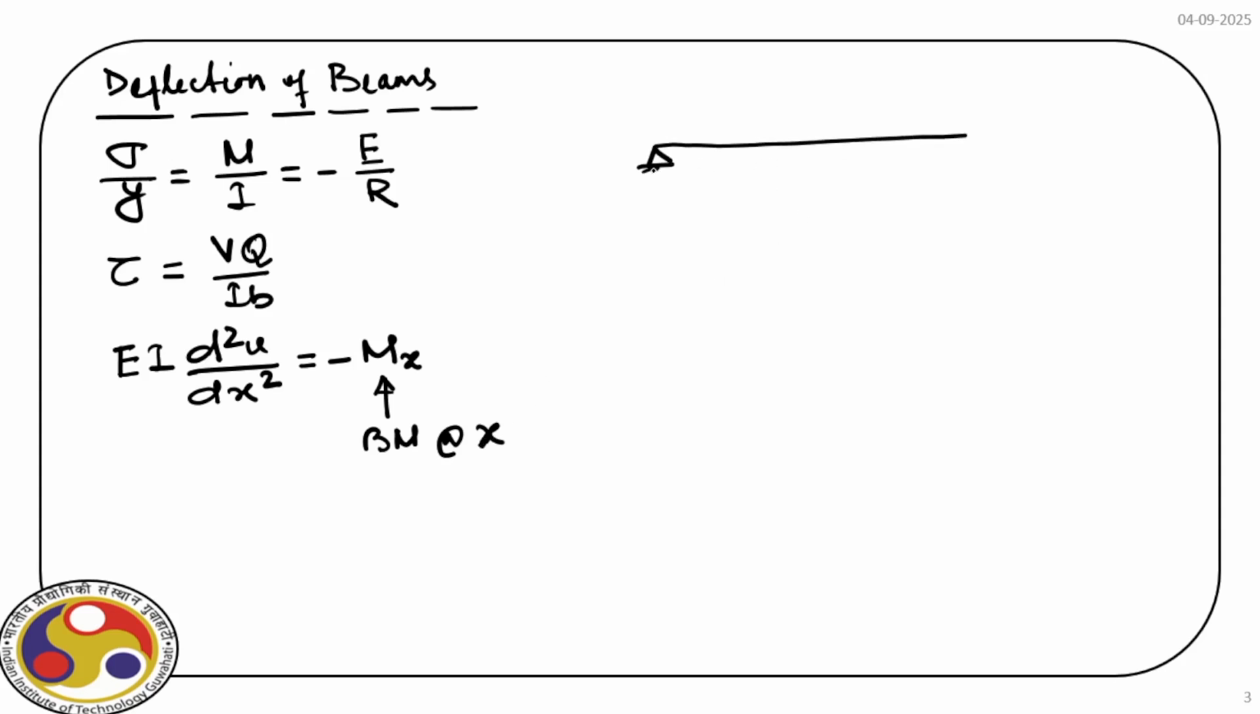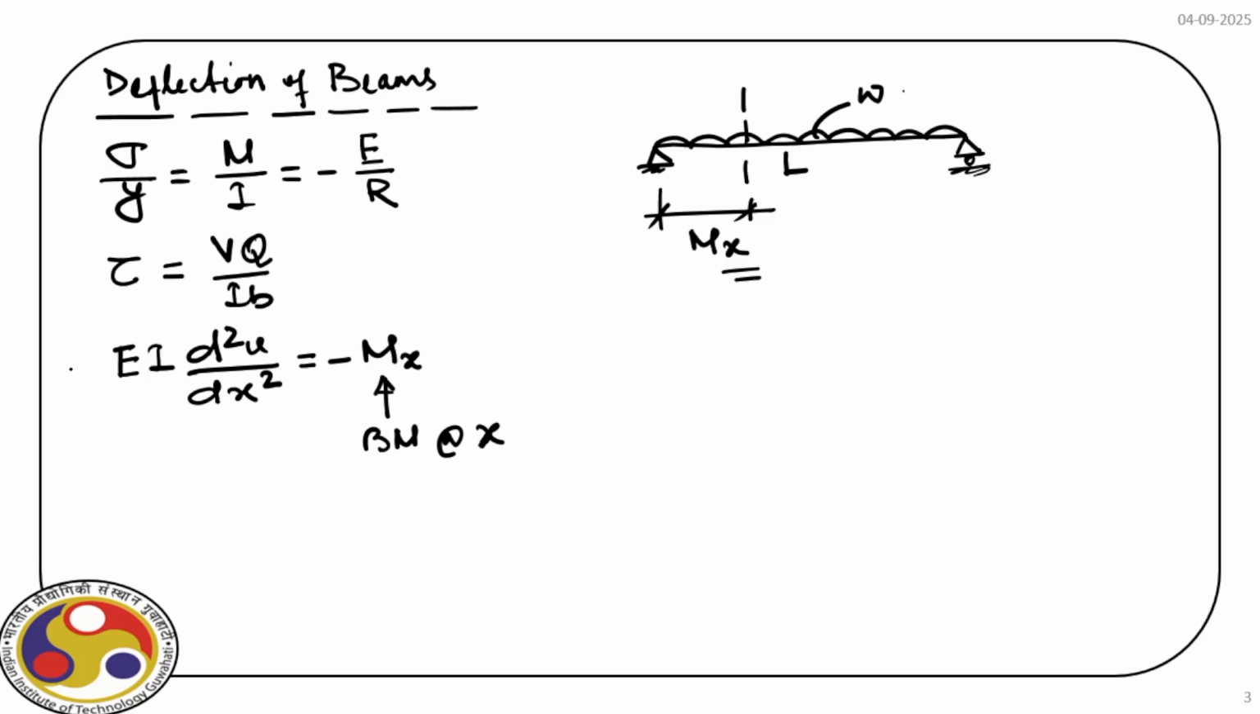considered simply supported beam with UDL over the entire span. Now this is omega acting uniformly over the entire span, and therefore we can consider any section within the span, and if we find out Mx, just by varying x we can find out bending moment at every section within the span.